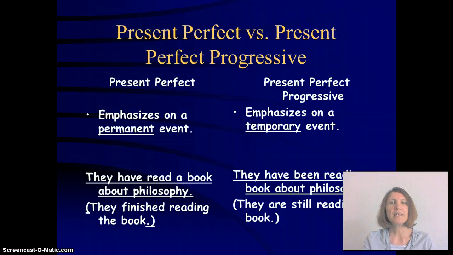Take a look at this chart and see if it makes any sense. So, the present perfect emphasizes a permanent event, whereas the PPP represents only a temporary event. They have read a book about philosophy. That means they finished reading the book, and they probably don't read those type of books regularly. They have been reading a book about philosophy, means that they're still reading that book.